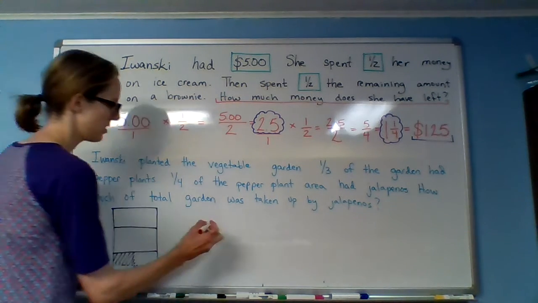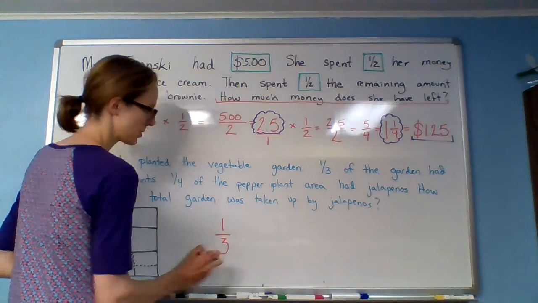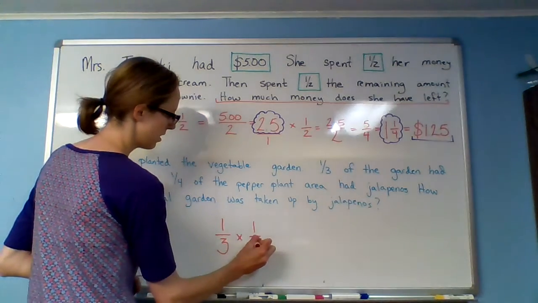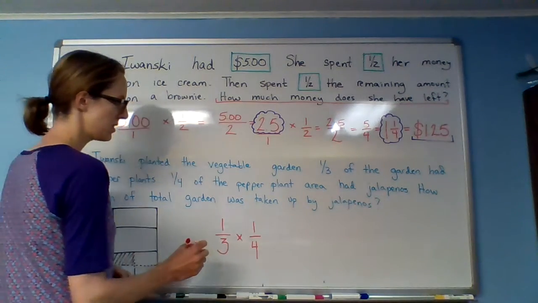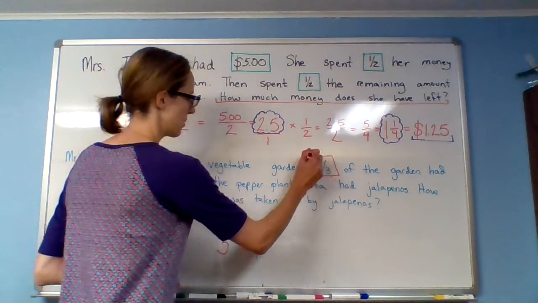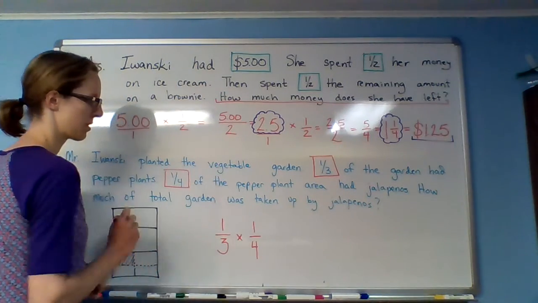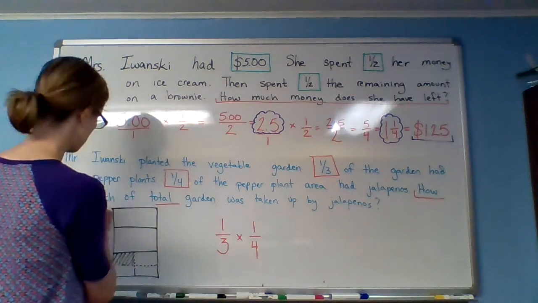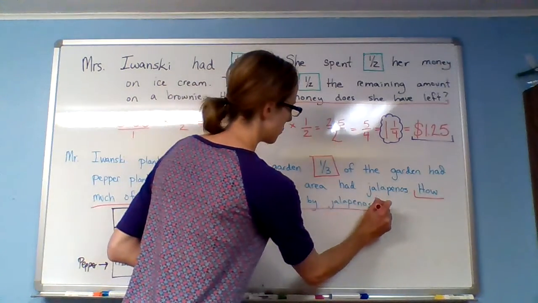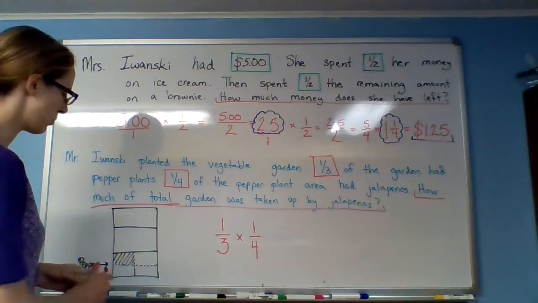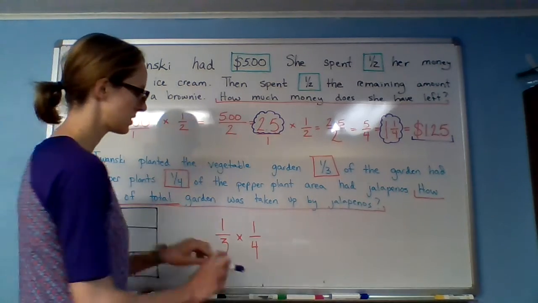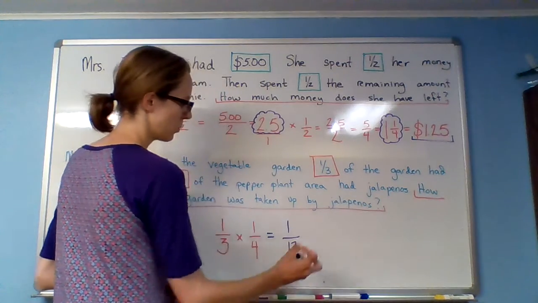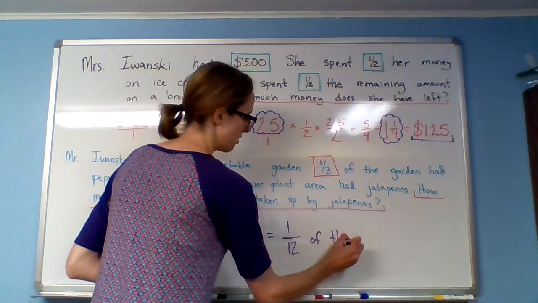So 1/3 of the garden was planted with pepper plants, and I want to know what 1/4 of that 1/3 is. Remember, I found my numbers: 1/3 of the garden, 1/4 of the garden. I check my question: how much of the total garden was taken up by jalapenos. So I need to know what 1/4 of 1/3 is. I multiply the tops. I multiply the bottoms. 1/12 of the garden.